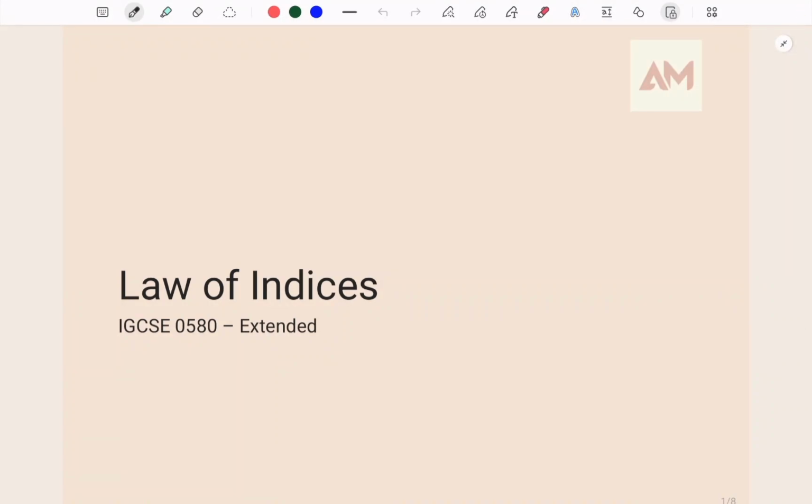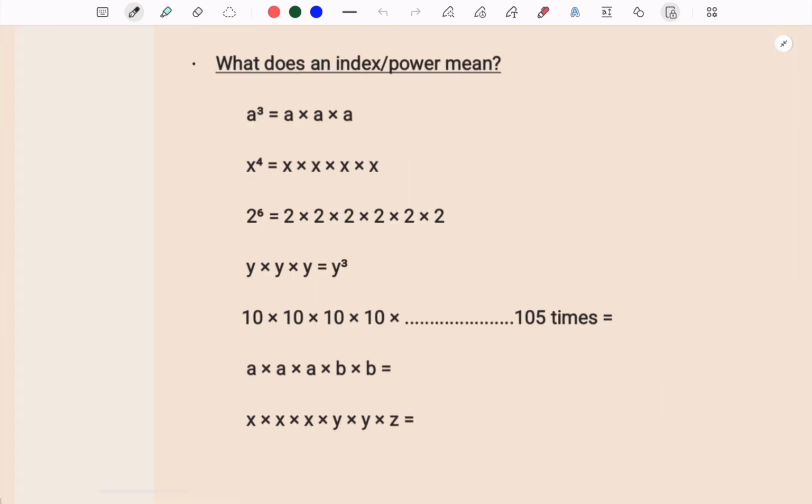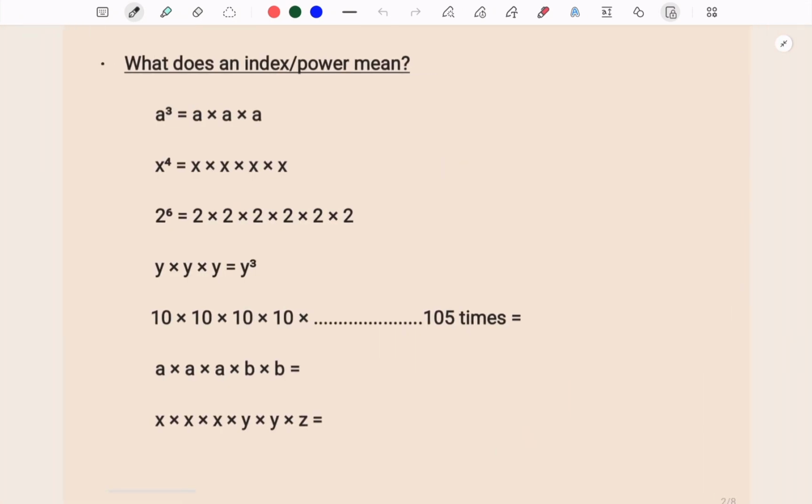Hello everyone. In this video, we are going to study the laws of indices, which is a very important topic in IGCSE Mathematics. Before we start applying the laws, let's first understand what an index actually means. An index or power simply tells us how many times a number or a variable is multiplied by itself.